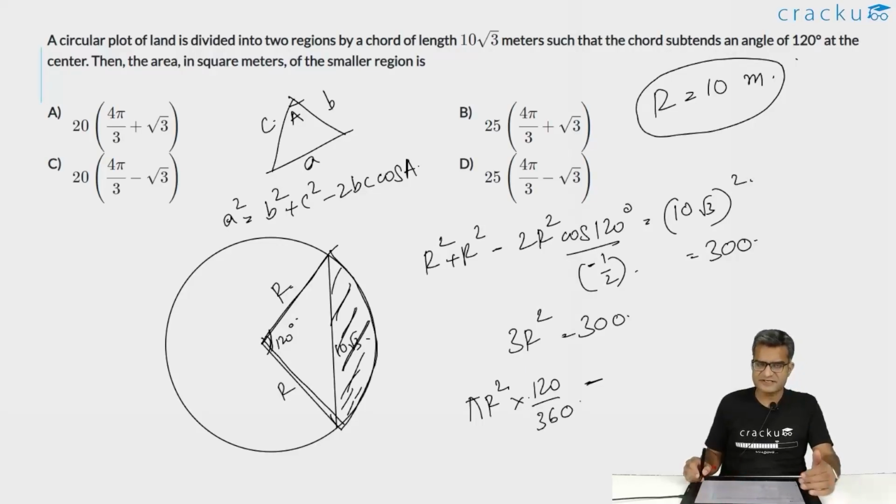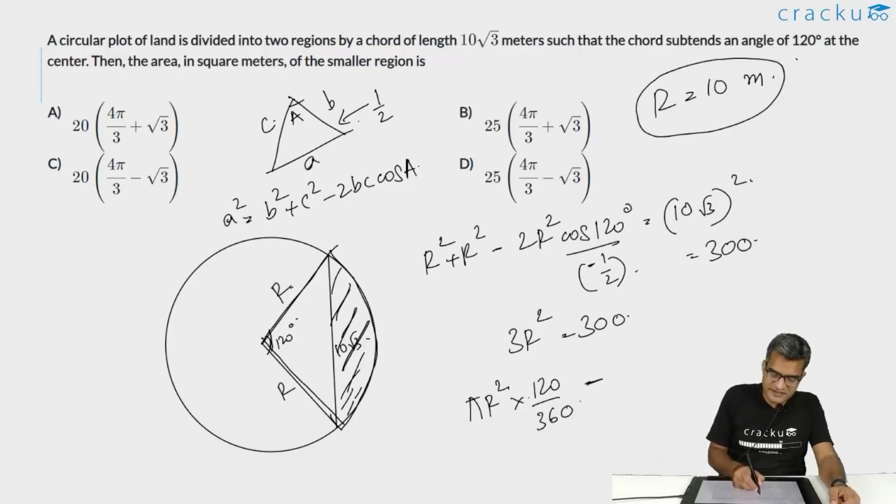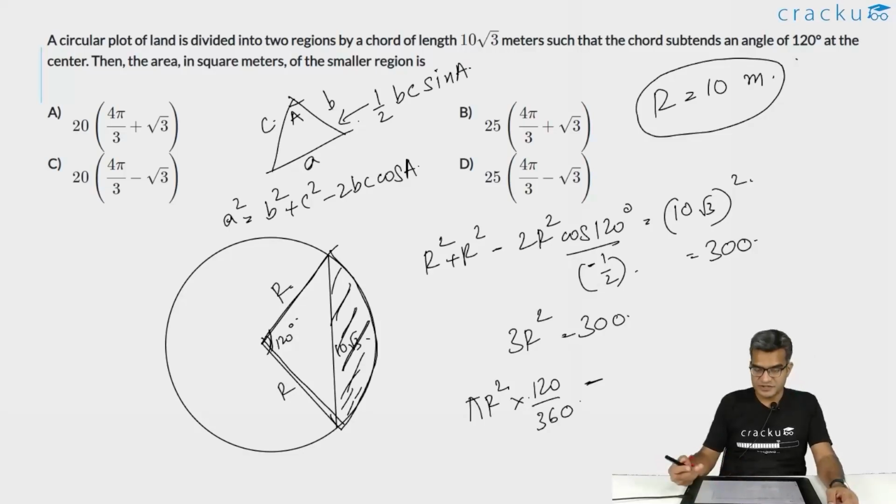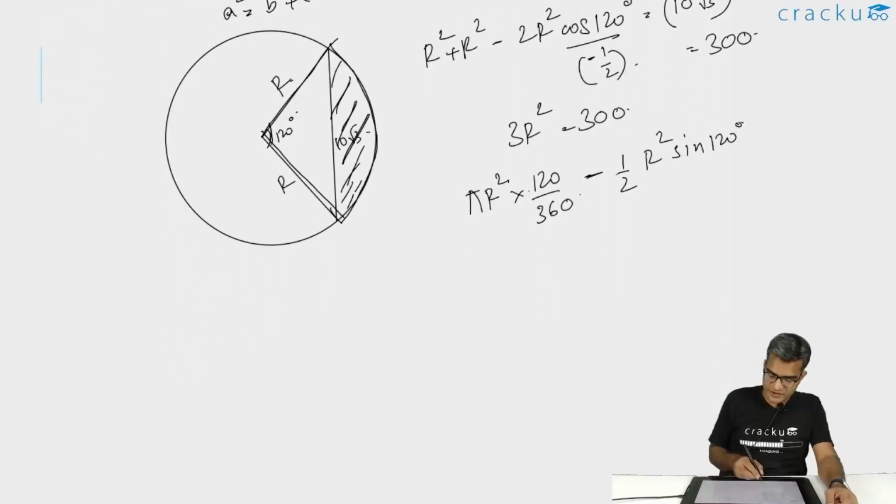From that we are subtracting the area of the triangle. What is the area of the triangle? Again, in this kind of a triangle, where you are given two sides and the angle in between them, the area of the triangle can be calculated easily by using the formula half BC sin A. So in this particular case, this will be 1 by 2 R square into sine 120 degrees. So essentially what we are required to calculate is R square into pi by 3 minus root 3 by 4.